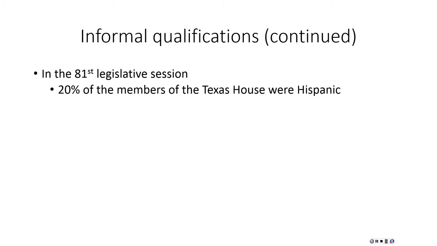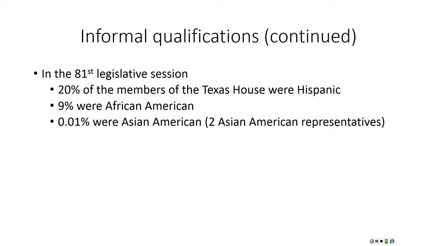In reality, in the 81st legislative session, 20% of the members of the Texas House were Hispanic. What did I say the population of Texas was Hispanic? 37%. But yet only 20% of the Texas House is Hispanic. 9% were African American. This is close to the 11% that we see in the general population. 0.01% were Asian American. We had 2 Asian American representatives in the 81st legislative session. Remember, 4% of Texans were of Asian descent. And 4% isn't a lot, but it's a lot more than that 0.01%.